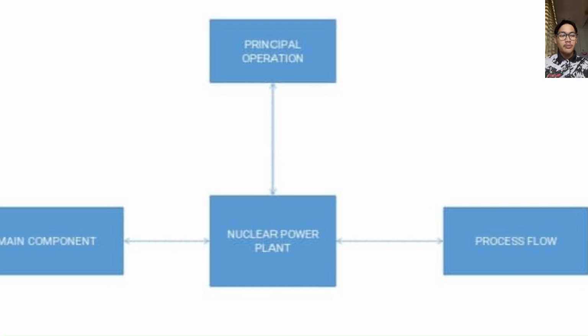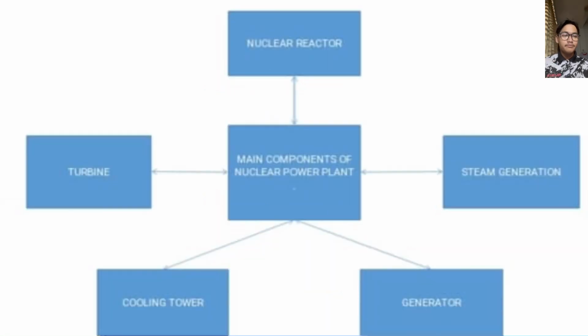Moving on to main components of nuclear power plant. We have five main components, which are turbine, cooling tower, generator, steam generator, and nuclear reactor. The function of nuclear reactor is to generate controlled nuclear reaction and produce heat that is used to produce steam, which in turn drives the turbines to generate electricity.